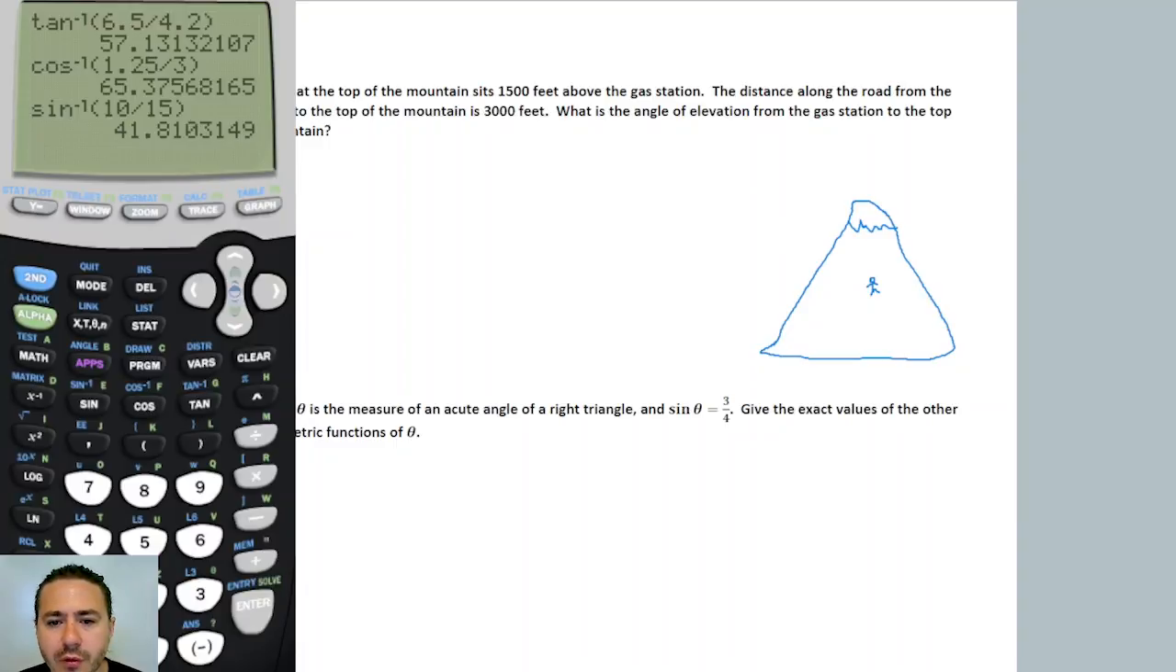And the distance along the road from the gas station to the top of the mountain is 3,000 feet. So let's sketch on the triangle what's going on here. So here's the height of the mountain. Here's our road, and here's the distance from the bottom of the road to right here. Make a little right triangle here. So now we're going to label this. The road at the top of the mountain sits 1,500 feet above the gas station. So we're going to say the gas station is here, right? And this vertical distance is 1,500.